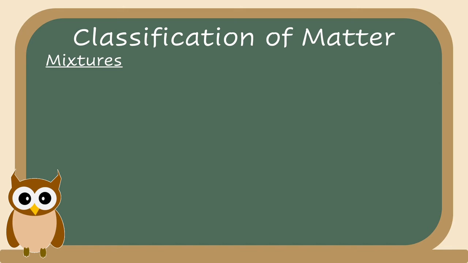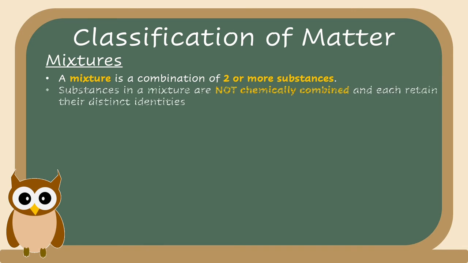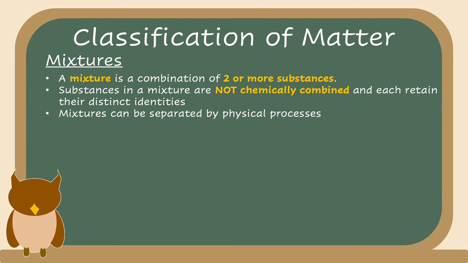Next up we have mixtures. A mixture is a combination of two or more substances. So it could be two or more elements or two or more compounds. However, the difference is that substances in a mixture are not chemically combined, and therefore each substance in the mix retains its individual composition and properties, unlike with sodium chloride. As the substances are not chemically united, they can be separated by physical processes.